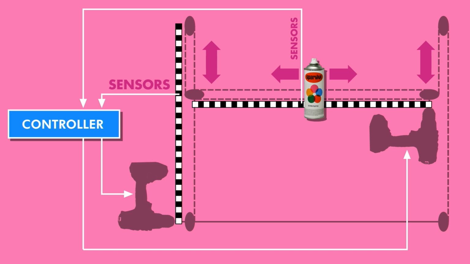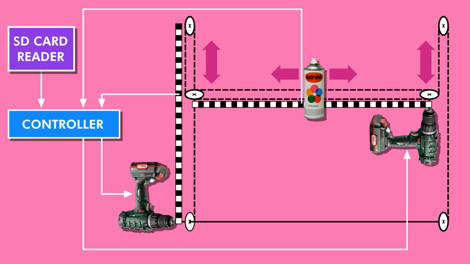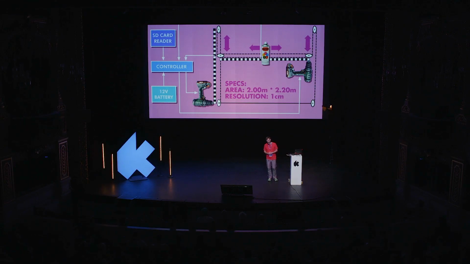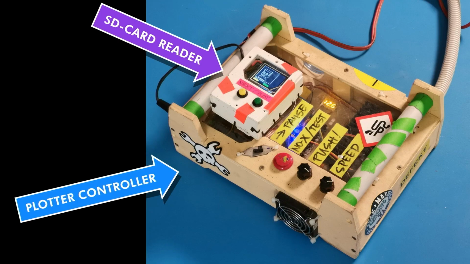So there are two more things missing. One thing is a data source, because the controller has to know where it has to move the spray can. In my case, that was a little SD card reader. And then you need a power source. There I took a motorbike battery. So these are the specs of the plotter that I've built. It was able to plot in an area of 2 meters by 2.20 meters with a resolution of 1 centimeter. And these are the real devices.